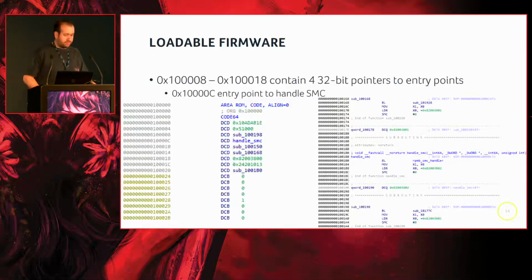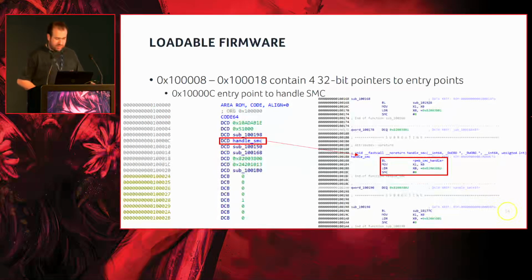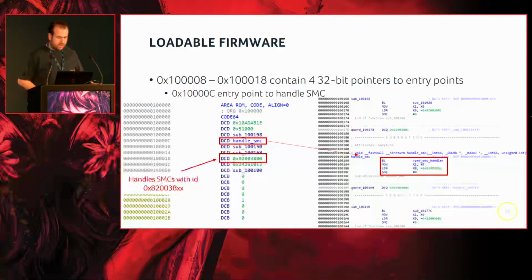Now if we go even more into detail, on the left there is a header of the loadable firmware, and at offset C there is a pointer to the function that is used to handle SMCs. So it will point here. Whenever BL31 receives an SMC that matches the ID stored here for this loadable firmware, BL31 will read the address at offset C, and it will then call this function to process the SMC.